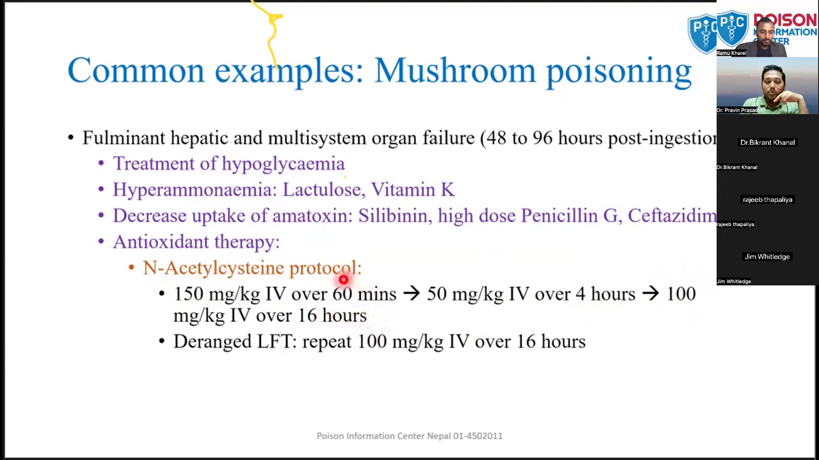After this whole course is complete, you want to repeat the liver function test. And if it's still deranged, then in that scenario, we want to repeat the 100 mg per kg IV over 16 hours.